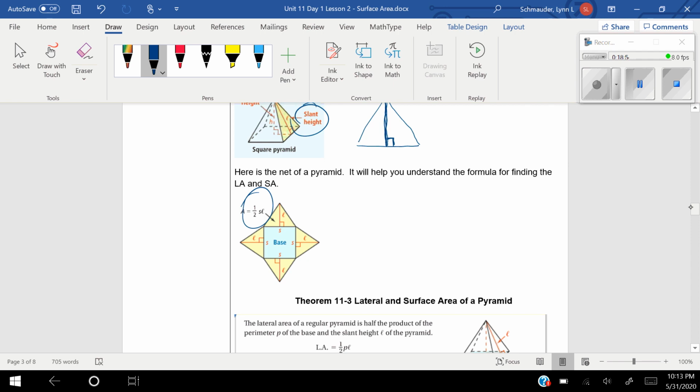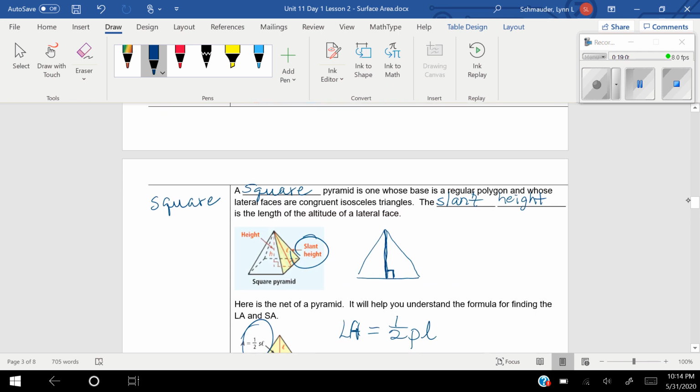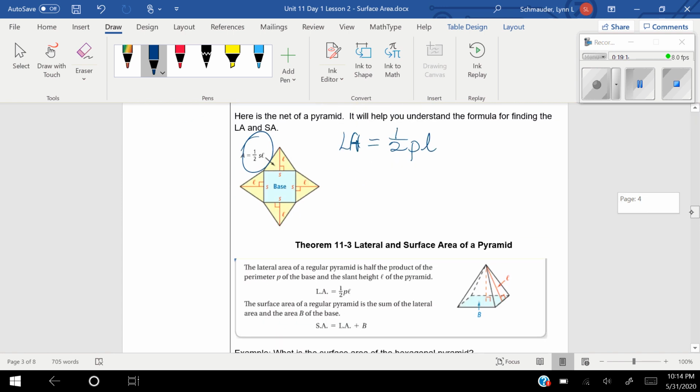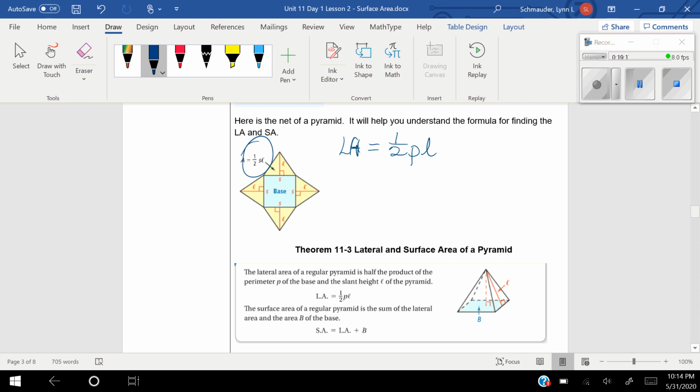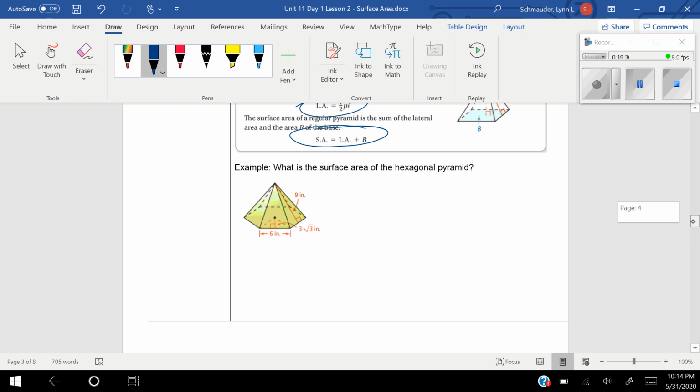So the lateral area is going to be a half times the perimeter of the base times the slant height, which we call with a cursive L. So slant height is cursive L, which is really just the height of the triangle, so there's nothing magical there. Okay, so that's how we find the lateral area. And then, because we've only got one base in a pyramid, we're just going to have to find the area of one base to find the surface area and add that to the lateral area.